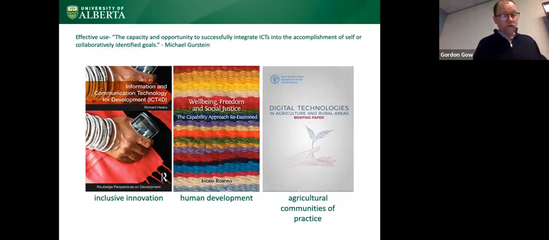So what is effective use? Well, simply put, effective use is a term coined by Michael Gurstein, who works in the community informatics literature. And it refers to the capacity and opportunity to successfully integrate ICTs into the accomplishment of self or collaboratively identified goals. So, it's really about aligning the technology with the needs and the aspirations of the community and the capacity. It's about empowering the community to make decisions about technology use and adoption.